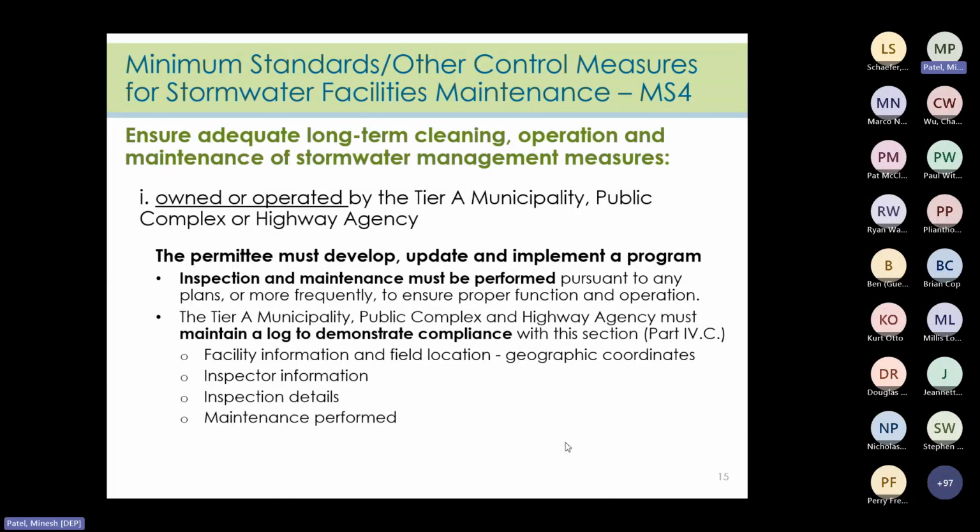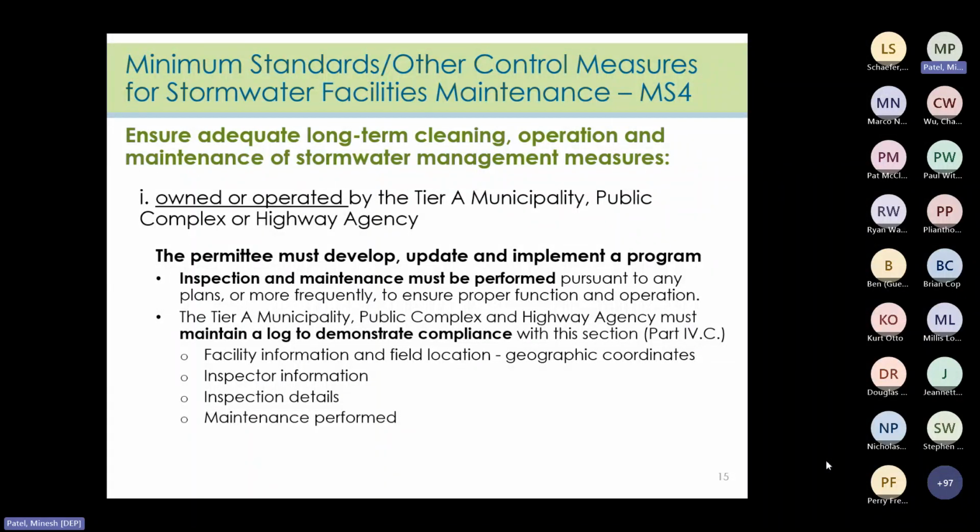The permit requirements for ensuring long-term cleaning, operation, and maintenance are divided into two classes based on ownership or operational status for the Tier A, public complex, and highway agency permits. The first group is facilities owned and operated by a municipality. It can be, for example, a town hall or some sort of library complex.